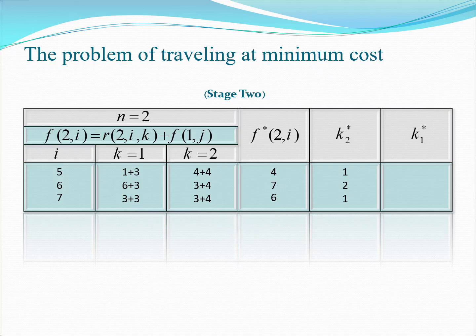After computing all possible cases, we find the optimal cost and place it into F star. Here, K2 is determined from the column the minimum cost was chosen, and K star is determined from the previous table as follows.